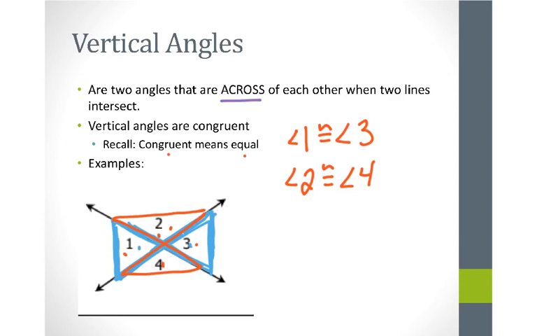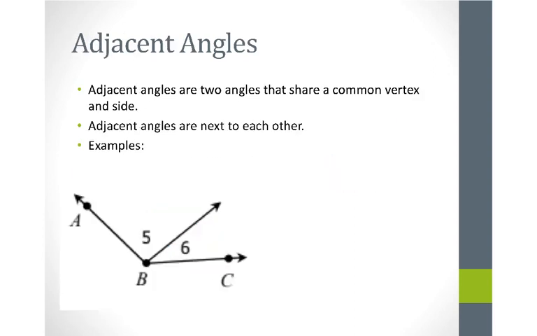So the angle measures for angle 1 and 3 are equal to one another, and the angle measures for 2 and 4 are equal to one another. So that's vertical angles. The next type of angles are adjacent. Adjacent angles are two angles that share a common vertex and side. They're also next to each other.